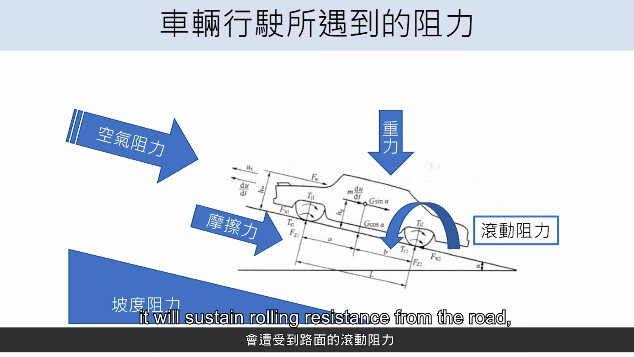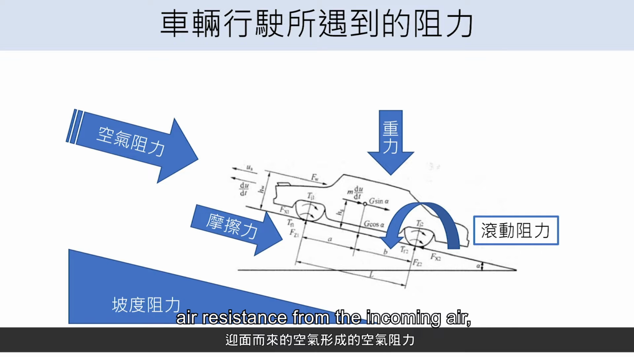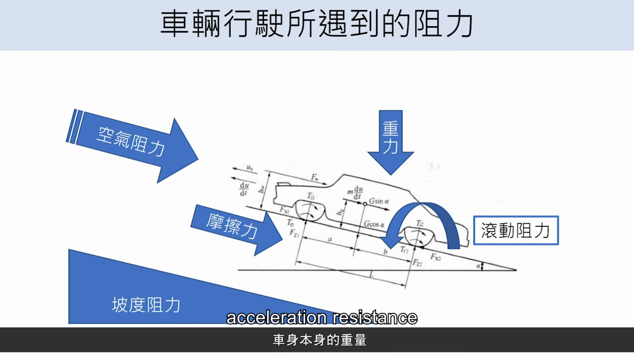From the following image, we can see that during the vehicle's motion, it will sustain rolling resistance from the road, air resistance from the incoming air, acceleration resistance from the weight of the car, friction given to the car from the unevenness of the ground surface, or grade resistance from a slope.